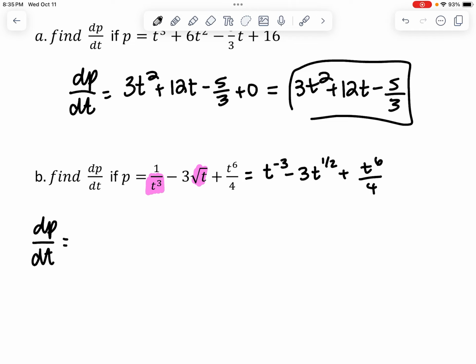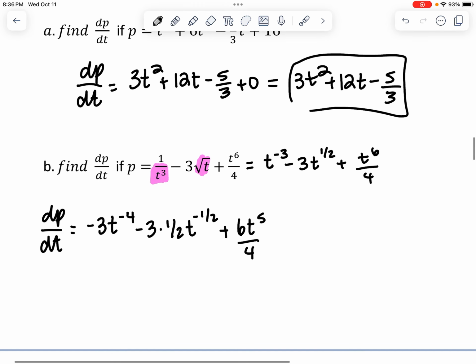So now, the derivative of t to the negative 3 power is negative 3 t to the negative 4 power. The derivative of negative 3 t to the 1/2 power is negative 3 times 1/2 t, and then 1/2 minus 1 is negative 1/2. And then the last part, t to the 6th power divided by 4, is plus 6 times t to the 5th power all over 4. So that's my answer. That's the derivative.